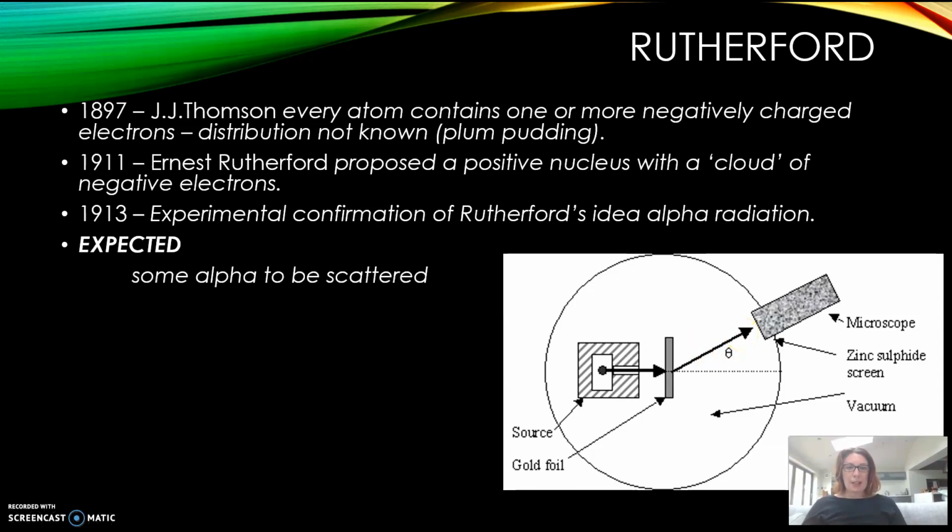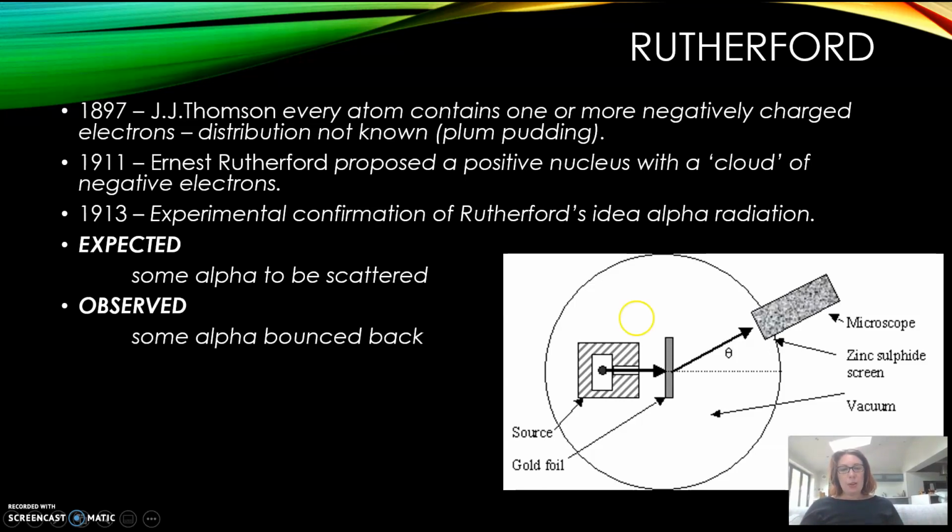What did he expect to see? Well, he expected, because of the plum pudding model, some of the alpha particles to be scattered. So as the positive alpha particles hit the cookie bit of the cookie rather than the chocolate chip bits, the positive bit, he would expect some of those alphas to be scattered by that.